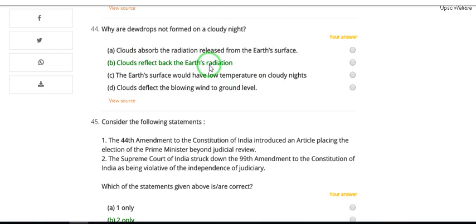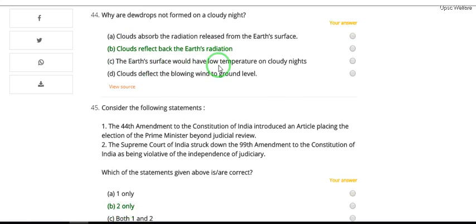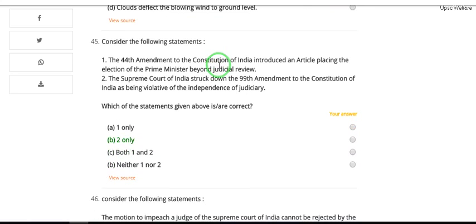So which one is not correct? Dew drops are not formed on a cloudy night, so the statement that cloud reflects back the earth's radiation is going to be wrong. According to the question, which one is not formed, so that is going to be the correct one here.